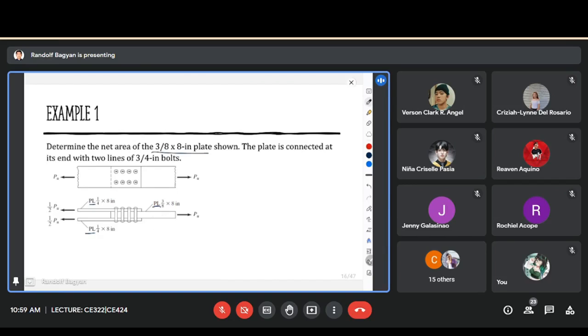So itong part na ito, itong malaki. No? Kukunin daw natin yung kanyang net area. So saan ang net area? Doon sa meron tayong butas. So since pare-parehas lang din naman yan, we just consider one section. If we cut through here, yan. Nangyayari niyan, diba? Ganyan siya.